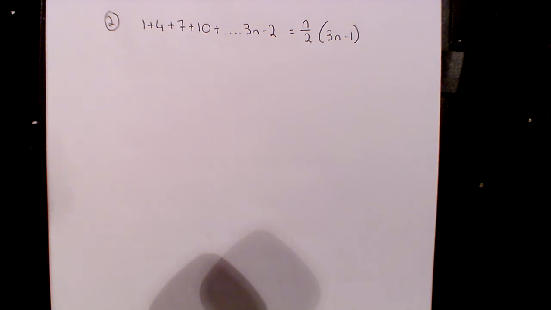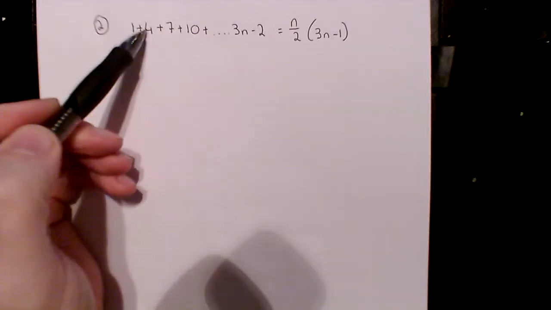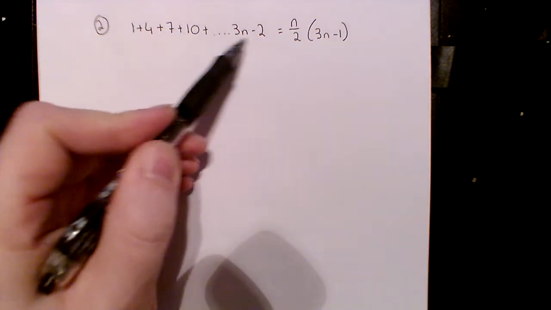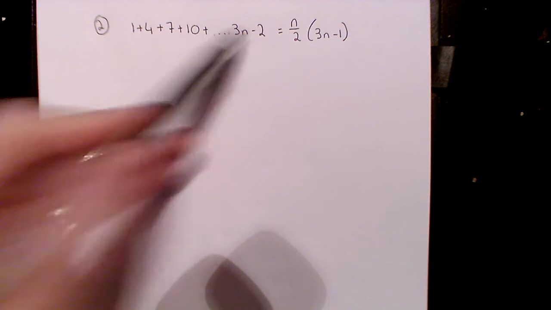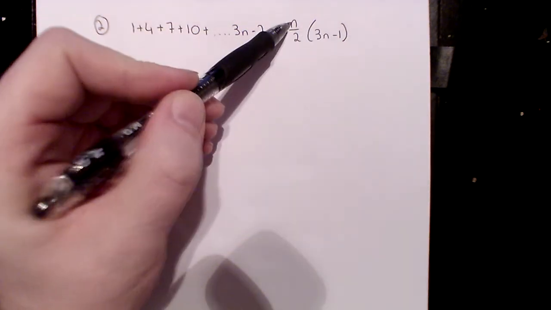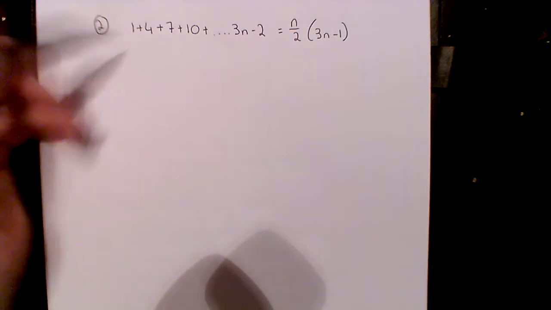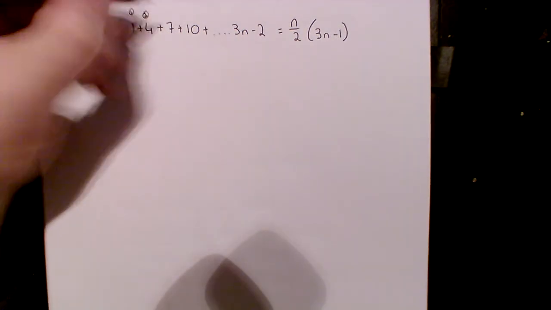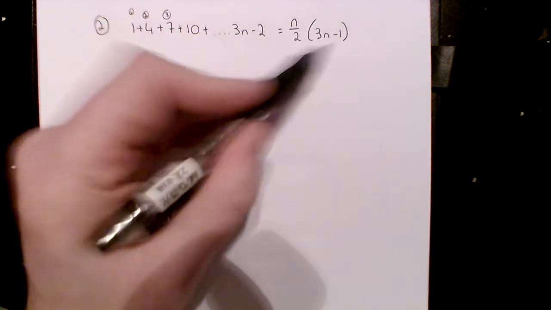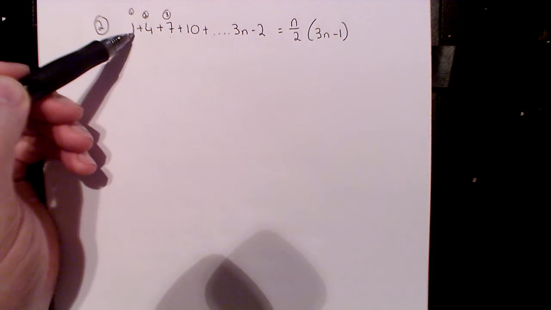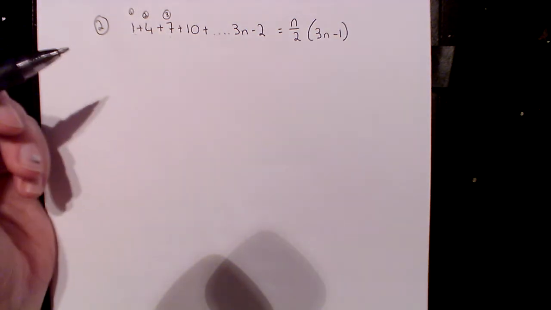Okay, so next one, question 2. We're asked to prove again that this series here, so 1 plus 4 plus 7 plus 10, all the way up to 3n minus 2, so all up to whatever number, as far as it goes, can be represented by n over 2 multiplied by 3n minus 1. So what they mean is, if I want to find the third term, so look, here's the first term, second term, third term. If I put in 3 for n, it should spit me out 1 plus 4 plus 7, which is 12. So it should do that for me.